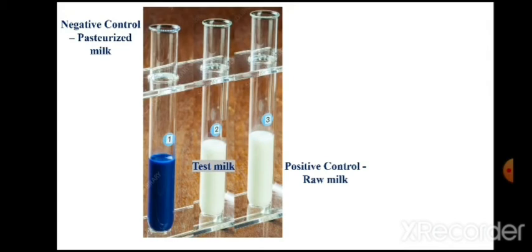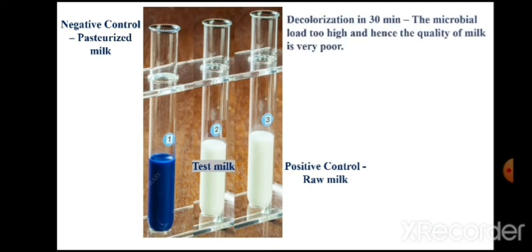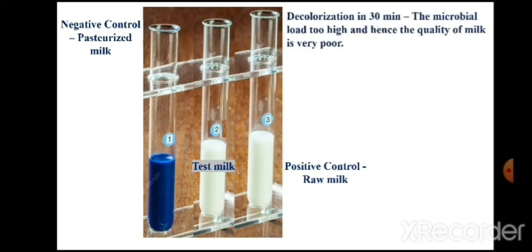So negative control first, then the test milk sample and the raw milk sample. Here what we see is the test milk sample is decolorized. I'm telling you the results after half an hour. If within half an hour the methylene blue is decolorized, it indicates that the microbial load in this milk sample is too high, and therefore the quality of milk is very poor. So we need to observe the result.